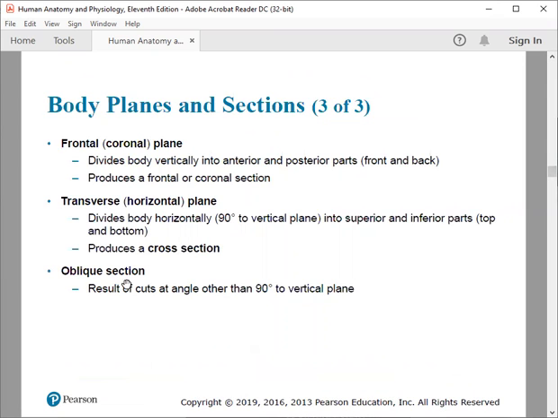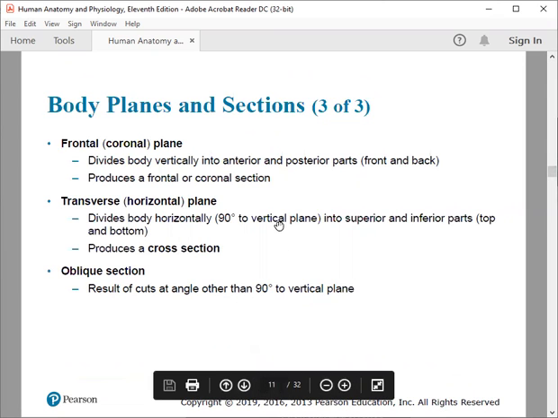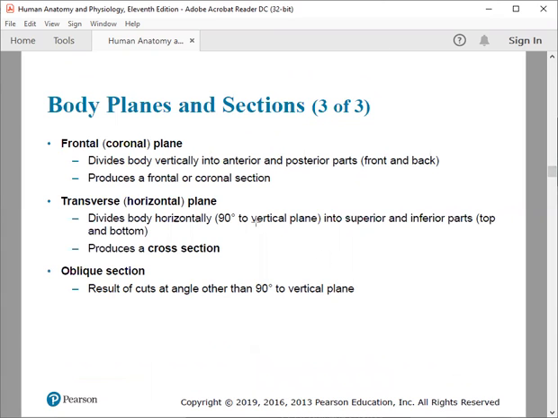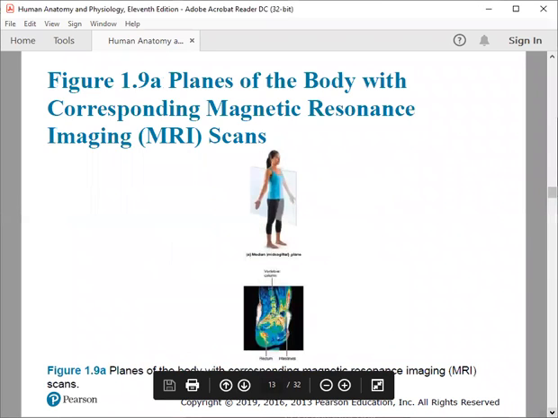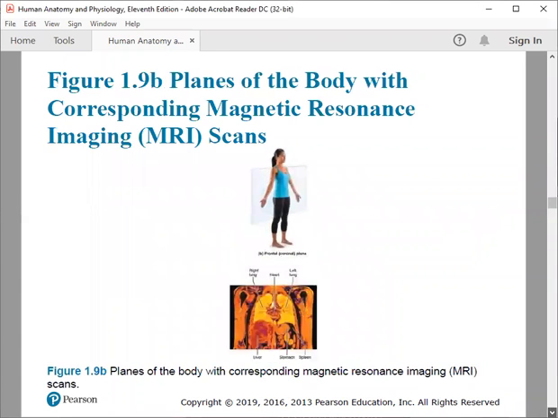And then you can also have an oblique section, which would be at an angle. Let me draw a line for what I mean. Your transverse would be 90 degrees to the vertical plane, so that's like that. Whereas an oblique section would be at an angle. All right, get my mouse back so I can move ahead. And then, of course, we went through those pictures and looked at these different ones.